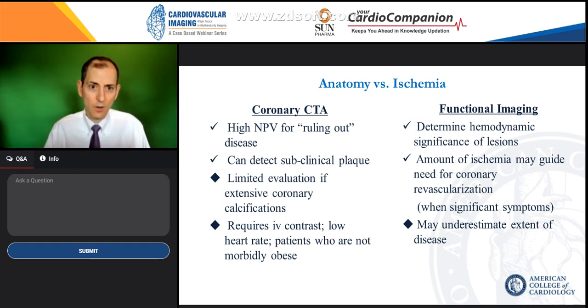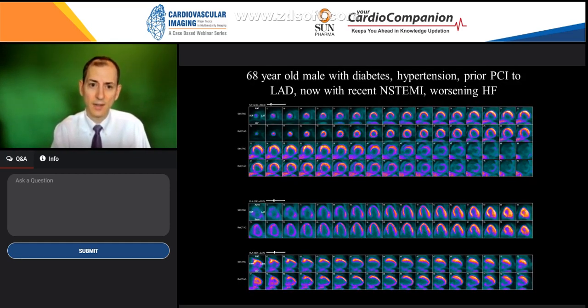I want to show you also how we use testing such as nuclear stress testing in patients that have known coronary disease. And this is our next case. This is a 68-year-old male. He has diabetes and hypertension, prior PCI to the LAD. He now had a recent non-STEMI and worsening heart failure, and because of the heart failure, he is referred for more testing to see what is the magnitude of ischemia.